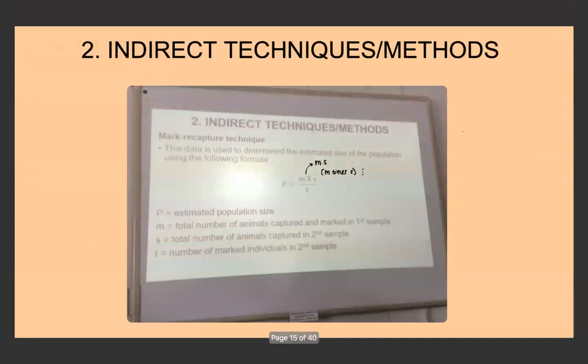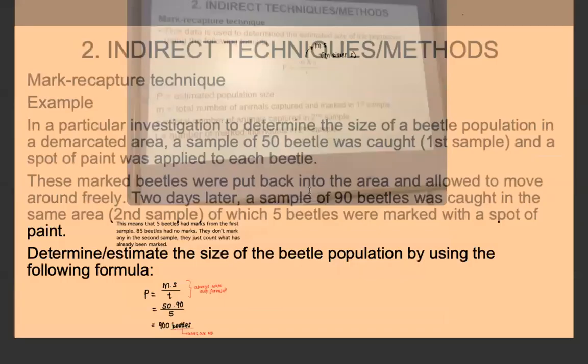P is equal to MS over T. P is the estimated population size, so this is what you're solving for. M is the total number of animals captured and marked in the first sample. S is the total number of animals captured in the second sample. And T is the total number of marked individuals in the second sample. So T is basically how many individuals do we capture in both the first and the second sample.